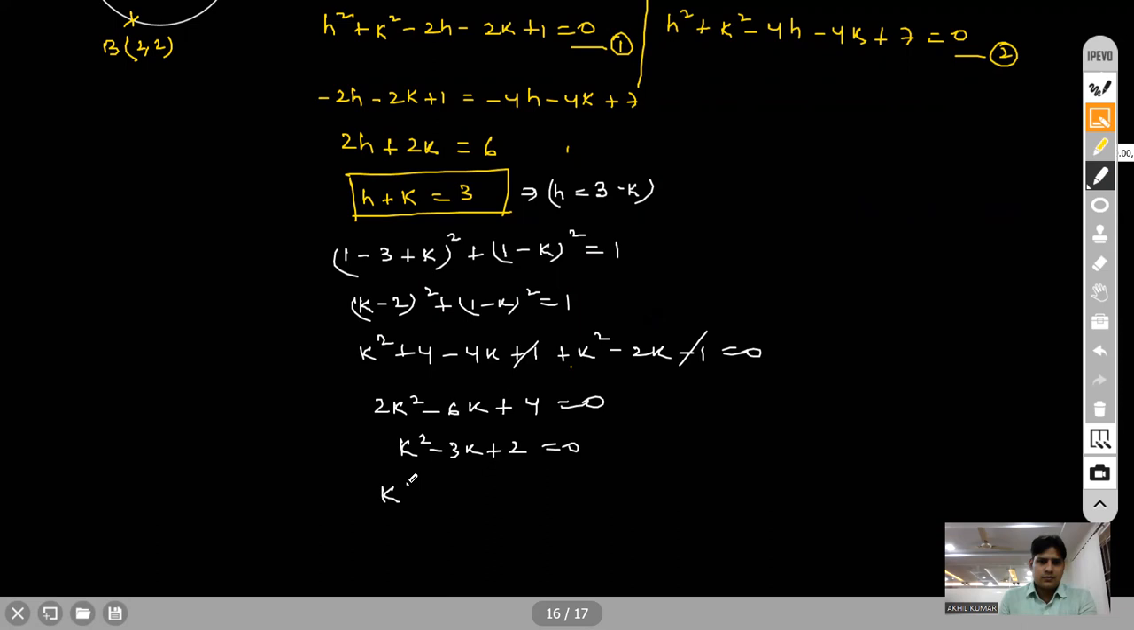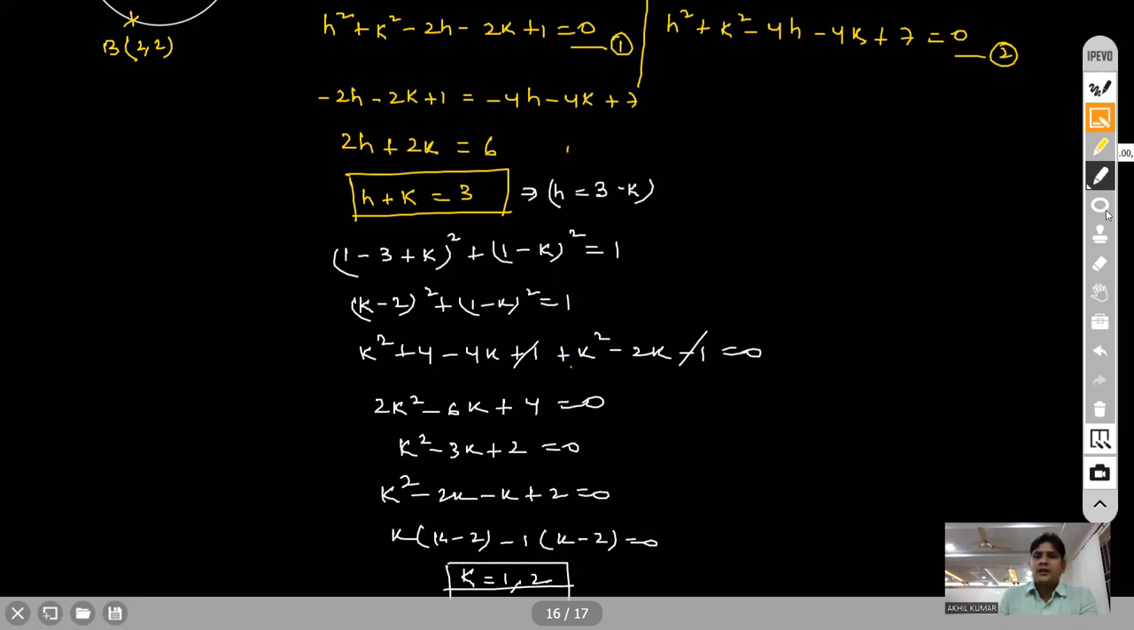So k square minus 2k minus k plus 2 equal to 0, (k minus 2)(k minus 1) equals 0. From here we get two values of k: k is equal to 1 or 2.